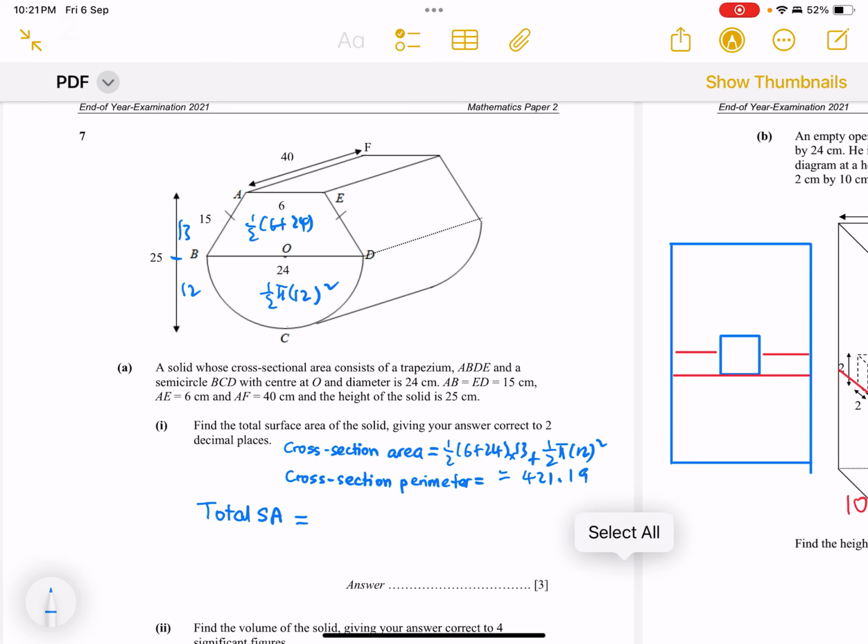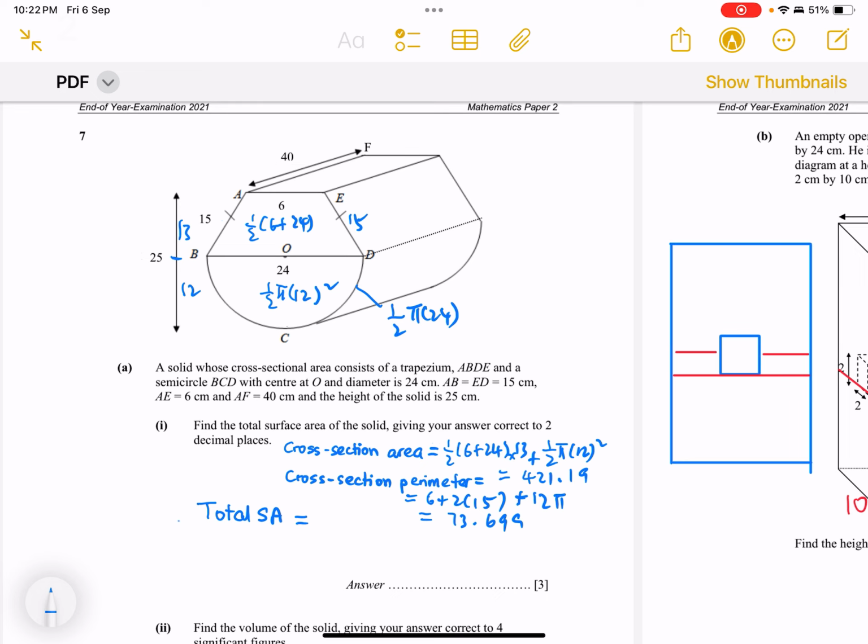And now we want to find the perimeter. The perimeter is half pi d, and then this one is 15, 2, 15, and 6. So we have 6, 2, 15, and half pi d. Half pi d is 12 pi. That gives us 73.699.